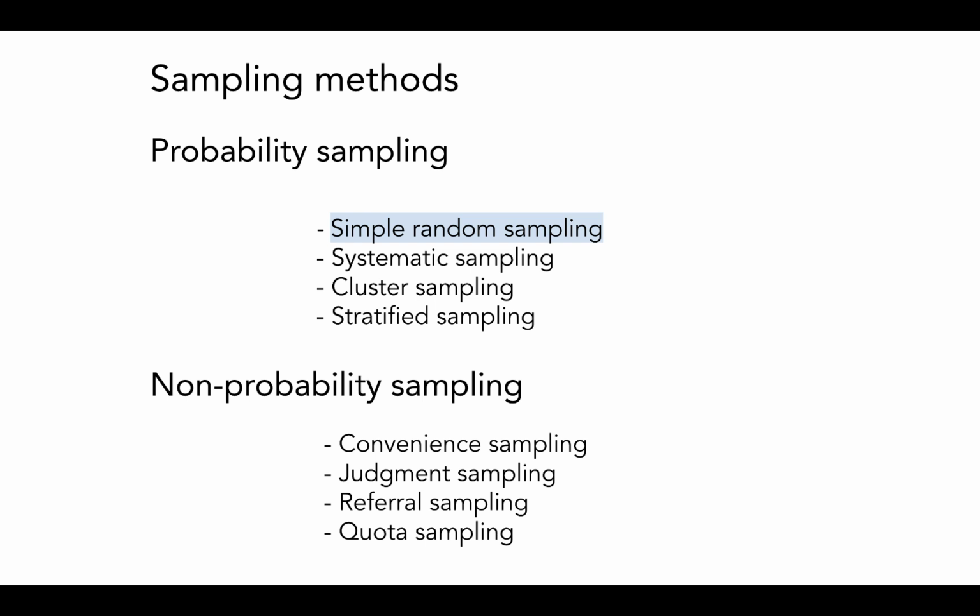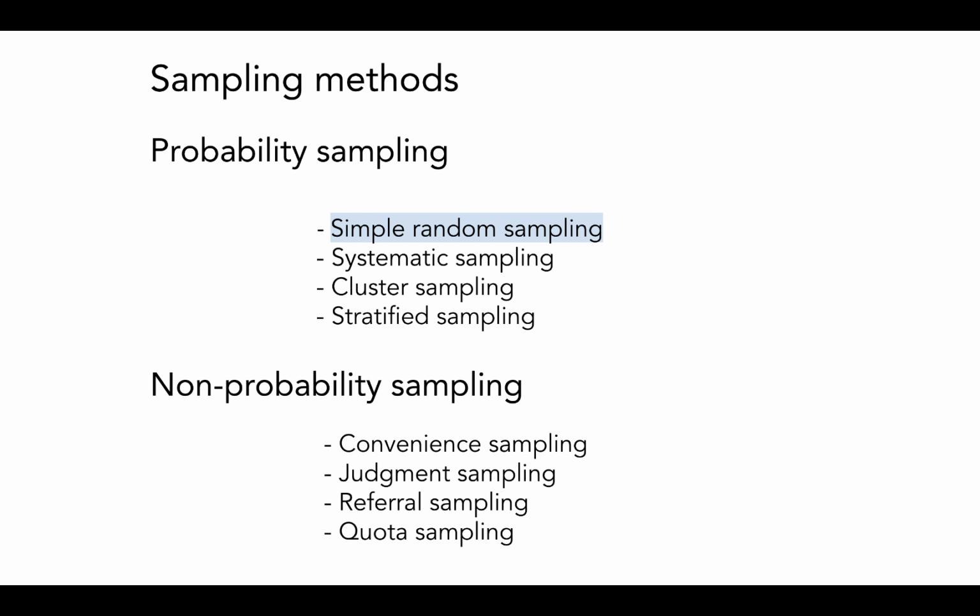Now, of course, in order to calculate the exact probability to be selected in a sample, you need to know the exact size of the population, and that's simply not the case. In very large populations especially, it's impossible to know the exact size of the population, so in those cases, non-probability sampling is more often used.